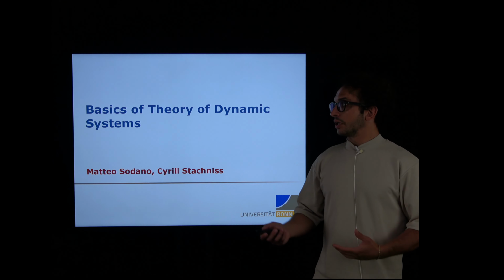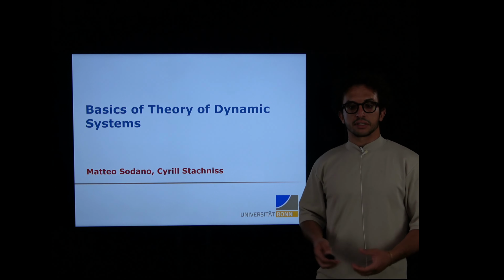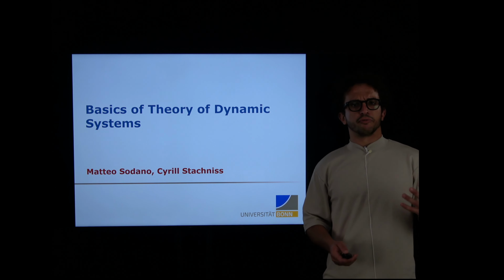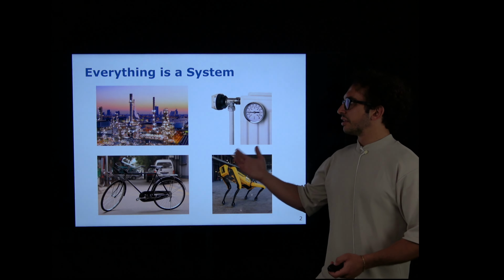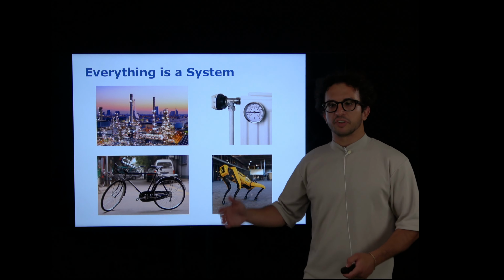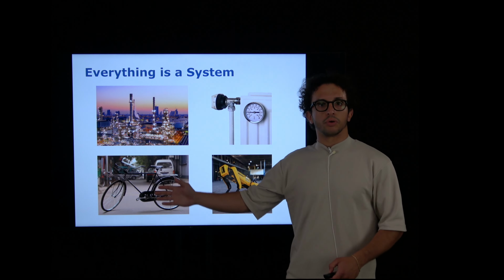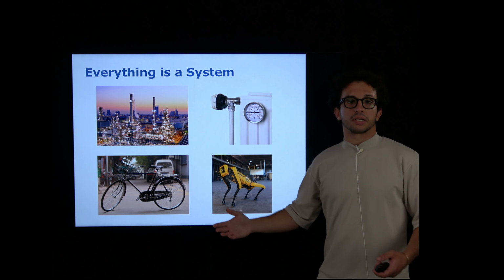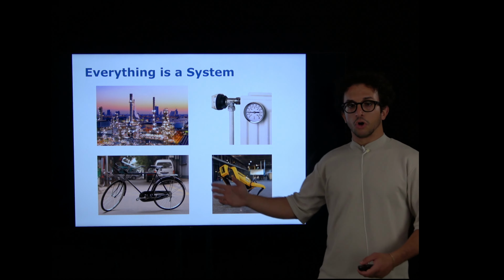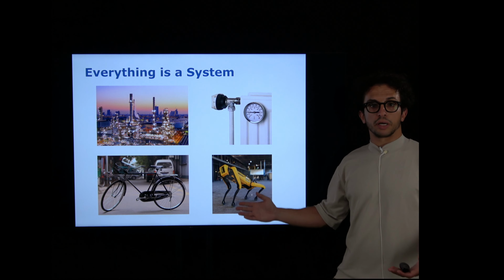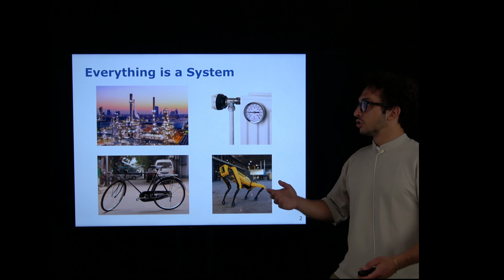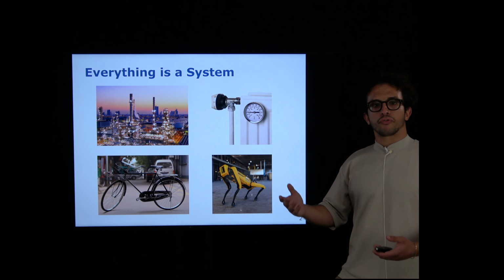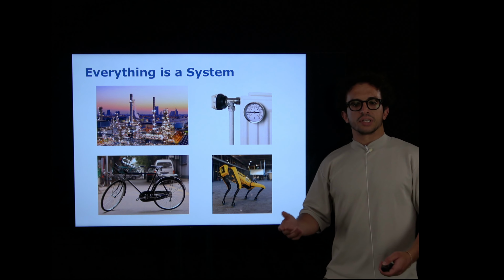So to start, we have to define what a dynamic system is, and we want to start with a bit of motivation behind this. The thing is that everything around us is a system, from very simple things such as a heater or a bicycle to very complex systems such as a power plant or a robot, which you might be interested in if you're taking this course. Everything is a system. So from a more formal point of view, what is a system?